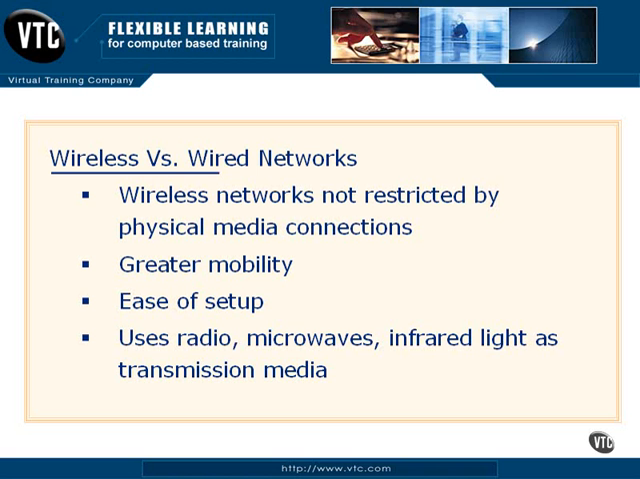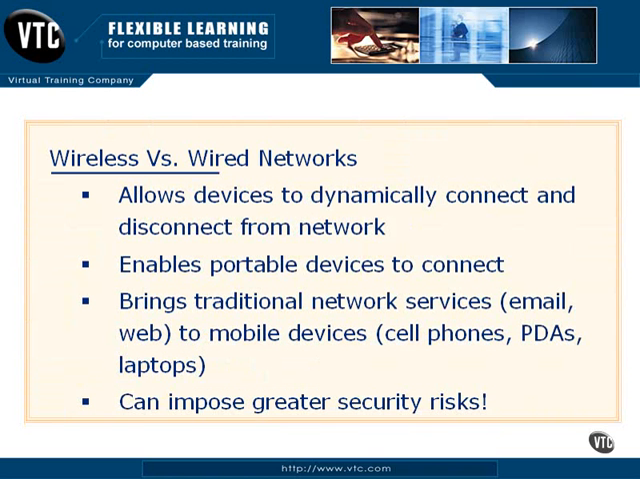Now, wireless networks use a wide variety of transmission media. They mainly use radio, microwaves, and infrared light as transmission media. And we'll talk about some more of those things as we go. Now, wireless networks allow devices to dynamically connect and disconnect to the network, so that, let's say you're walking along the street with your PDA, and that PDA can connect to a network, and when it gets out of range of that network and gets into range of another network, it can connect automatically if it's so configured. So this enables portable devices to connect and enables them to be mobile.